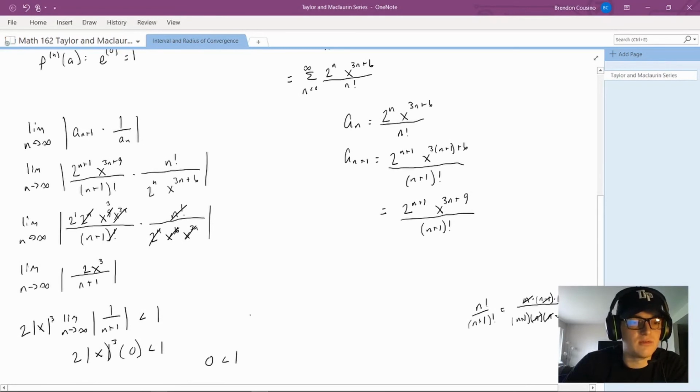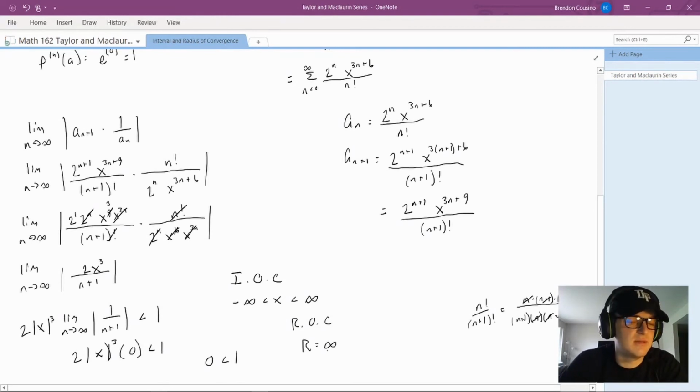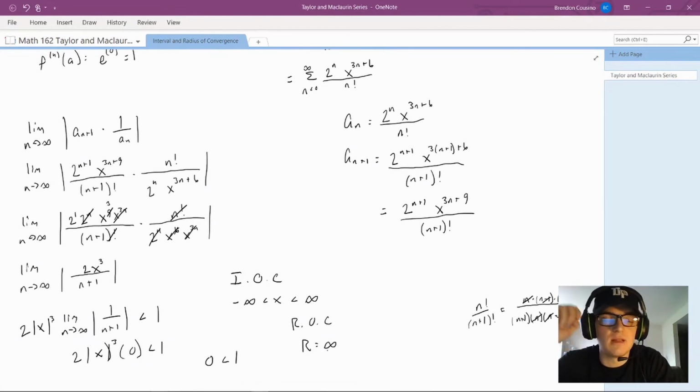So my interval of convergence, right? So this is just 0. So 0 is always going to be less than 1. So my interval of convergence is going to be negative infinity is less than x is less than infinity. And then my radius of convergence is going to be half of the interval, or just infinity. Okay, so that's how you go ahead and find the interval and radius of convergence of a Taylor or Maclaurin series.